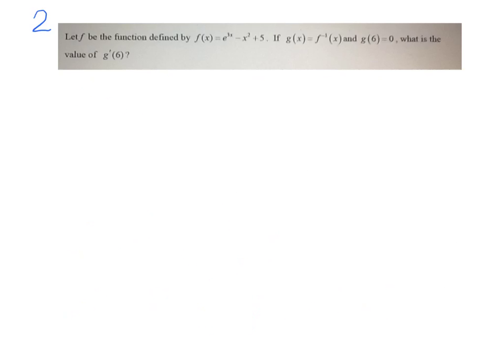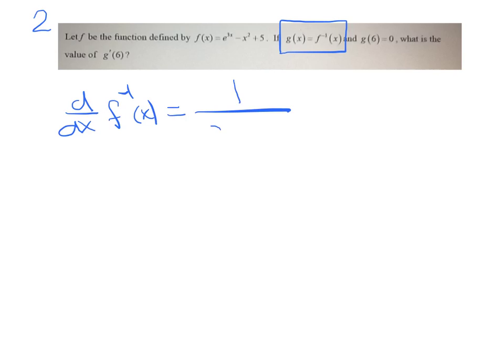Number 2. Let f be the function defined by, there it is, g of x equals f inverse. There's my key to the whole problem. What is the value of g prime of x? So again, I'm going to start with my definition. The derivative of the inverse of f is equal to 1 over f prime of f inverse of x.